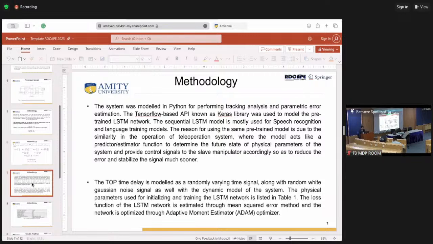Here is the model with two novelties: the predictor and the estimator function, to determine the future state of the physical parameters, so the user does not need to give these parameters again and again. The control signal to the slave reduces the error and stabilizes the signal much sooner. The time delay of the system itself makes the signal and dynamic model behave in many ways. In this case, we have to make a random time signal, so we choose random white Gaussian noise.